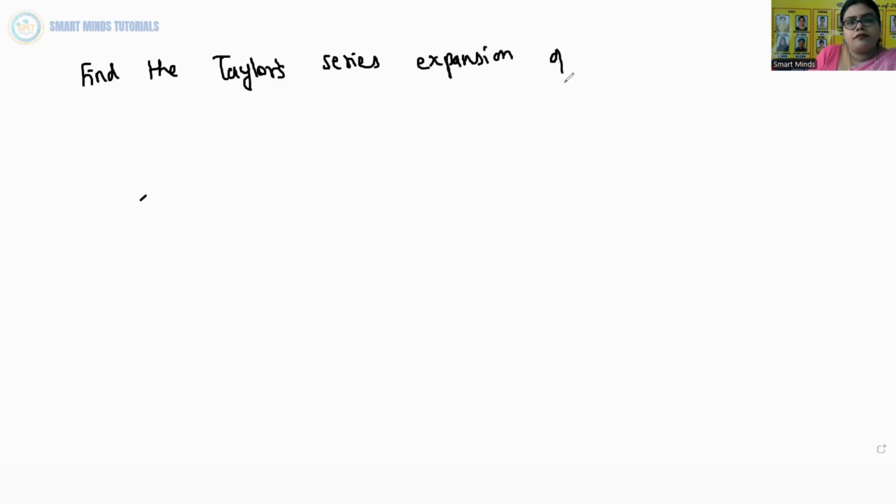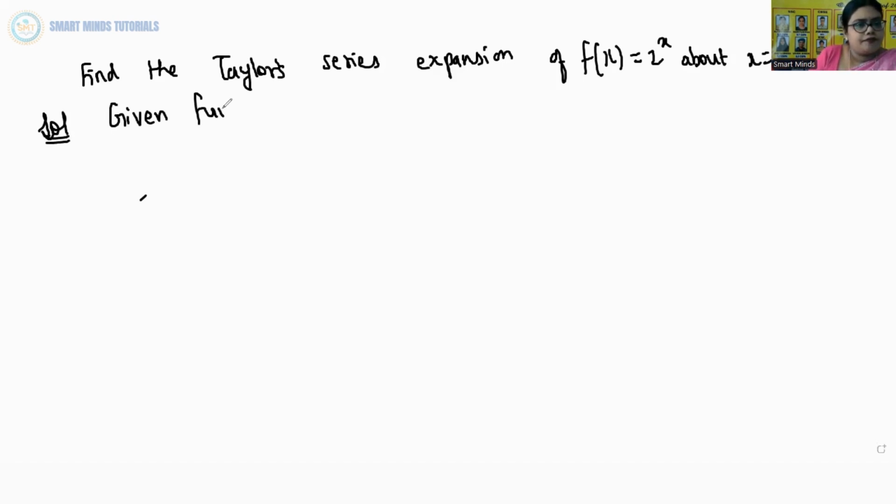Take a question on Taylor series. Find the Taylor series expansion of f of x equals 2 power x about x equals 0. So how to proceed here? First you write the given function. Given function is f of x equals 2 power x where a is 0.